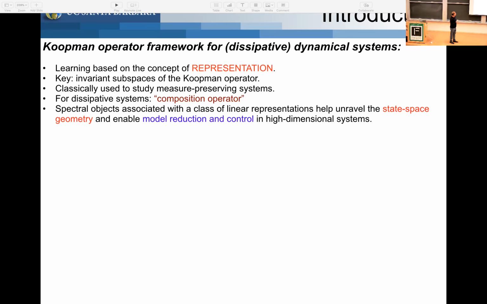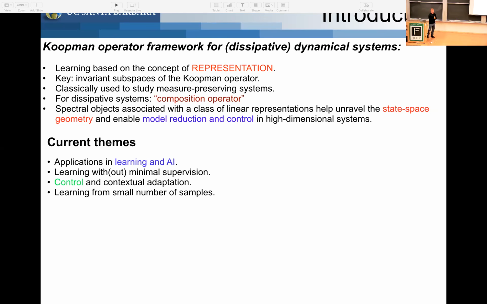So the elevator pitch is that if one looks at this operator that I'm going to define, then if you find the spectral objects associated with it, and I'll define that, then that helps with analysis of state space geometry and enables model reduction in control. As I said, that's an elevator pitch, but I'm hopefully going to convince you of the truth of that.